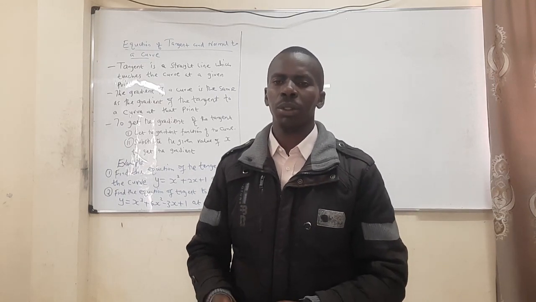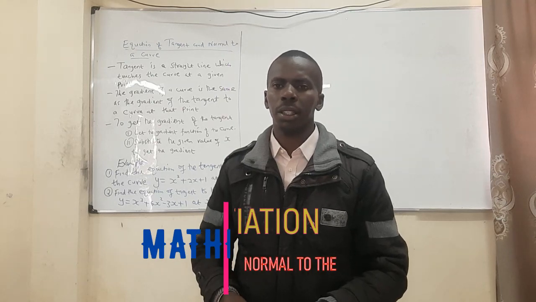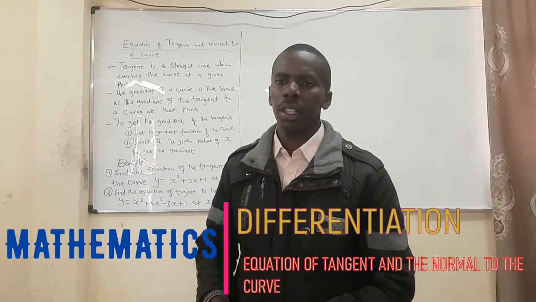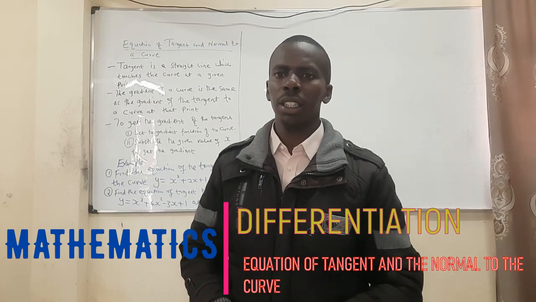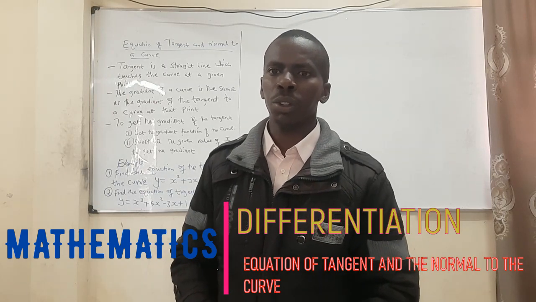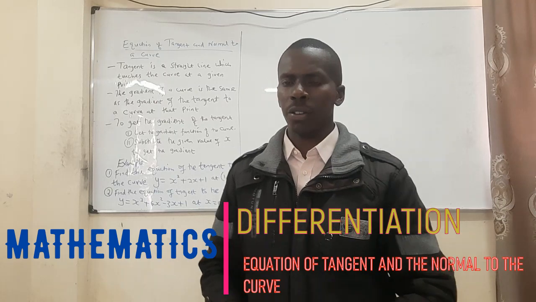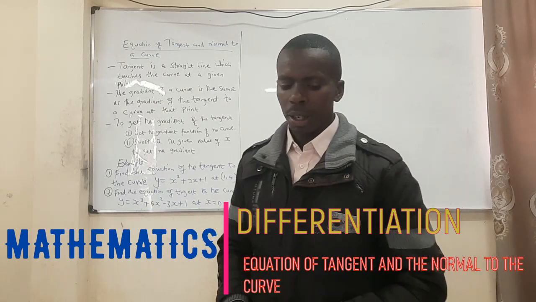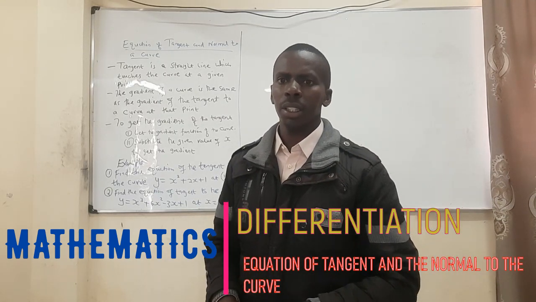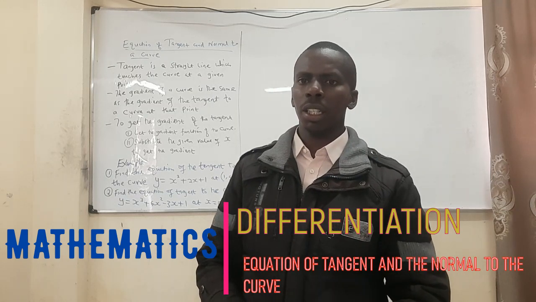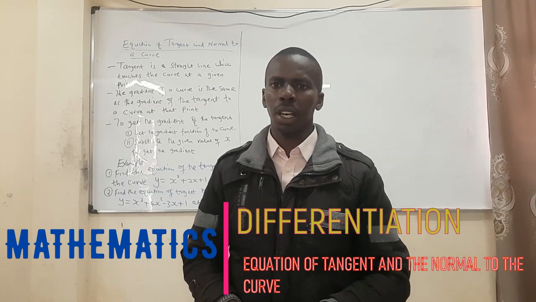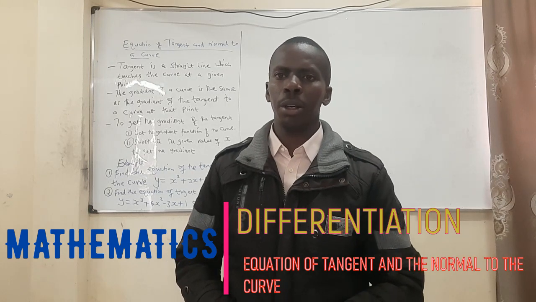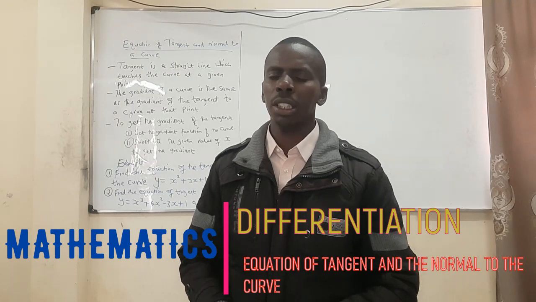We are going to continue the topic differentiation, and we are going to look at the equation of a tangent and also the equation of a normal to a curve. So, start with what is maybe the tangent. A tangent is a straight line that touches the curve at a given point. So that is what a tangent is.